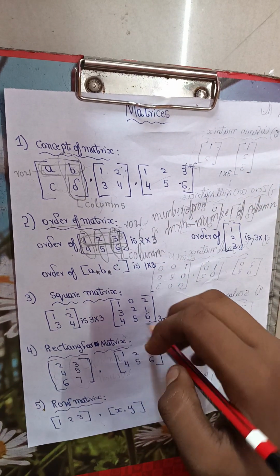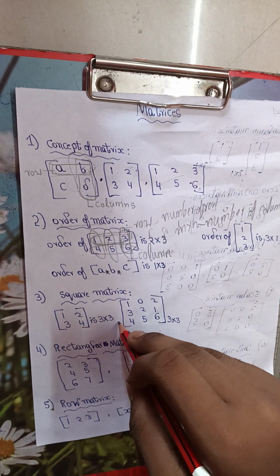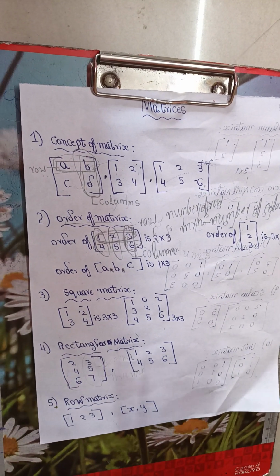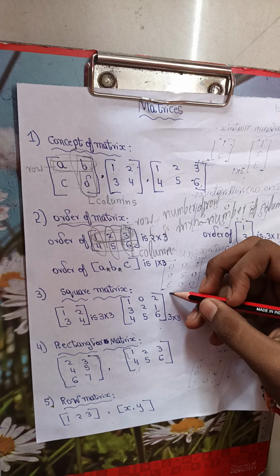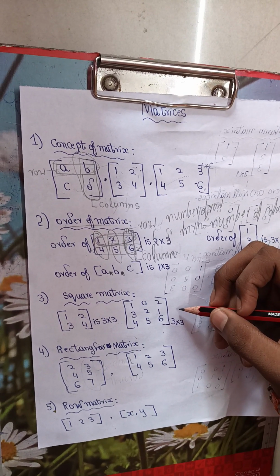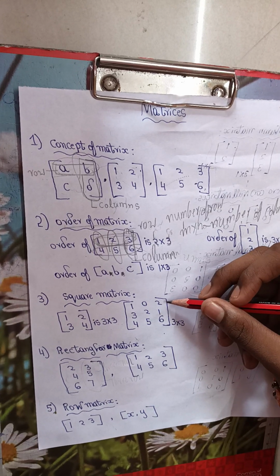And let's talk about the square matrix. In a square matrix, the rows and columns must be equal. Then only it is called a square matrix.